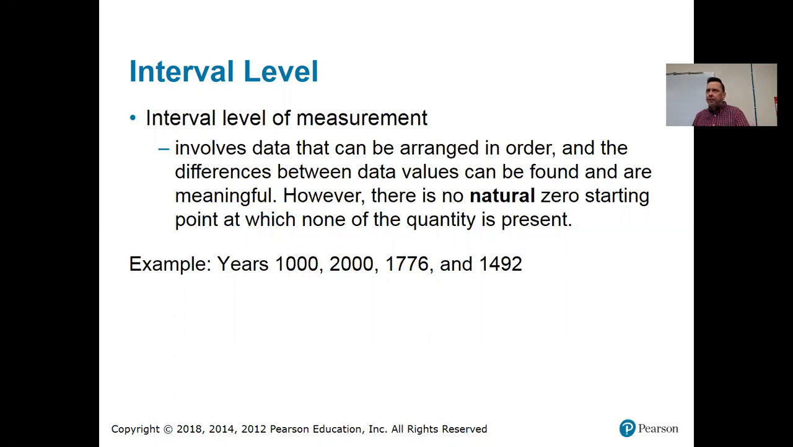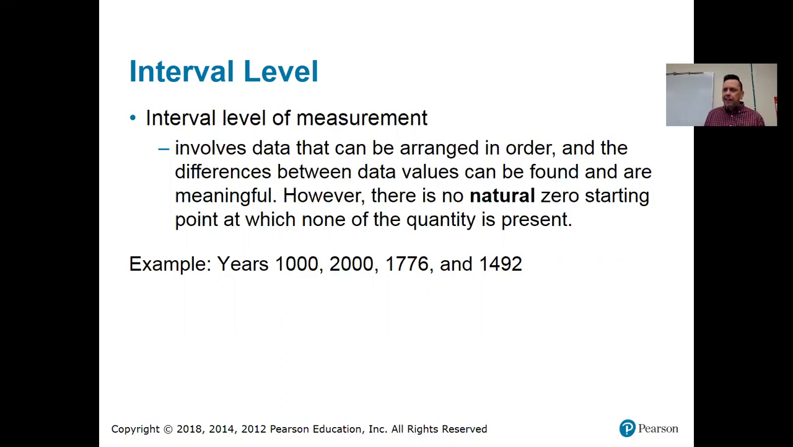So their example, and I have another good one, is the number of the year: 1000, 2000, 2020, 1776. This would be considered interval level because it makes perfect sense to say that the year 2000 is 224 years after 1776. That makes perfect sense. Everybody understands what that means. But it doesn't make any sense to say that the year 2000 is 2 times the year 1000. I mean, you can say that, but it doesn't really mean anything.